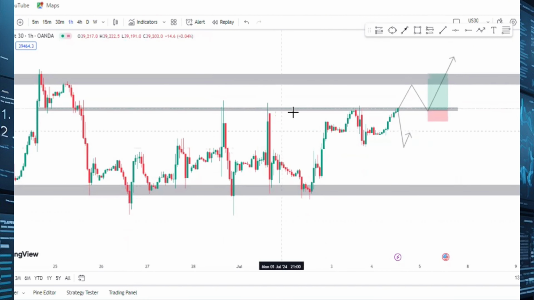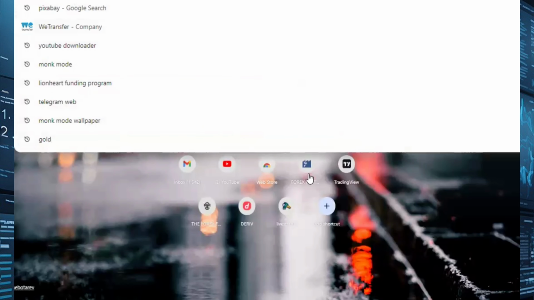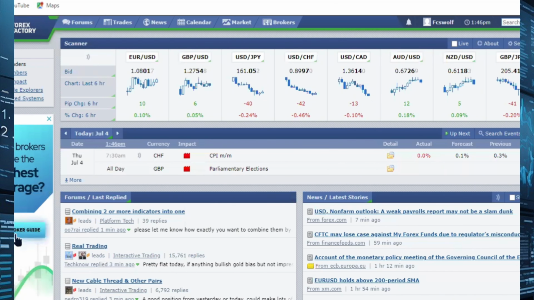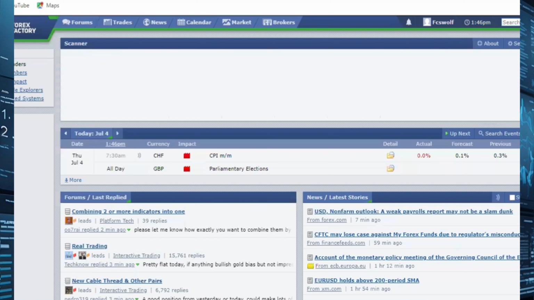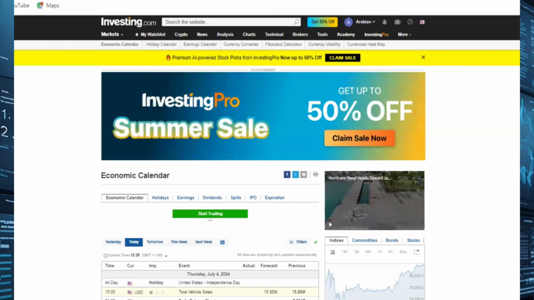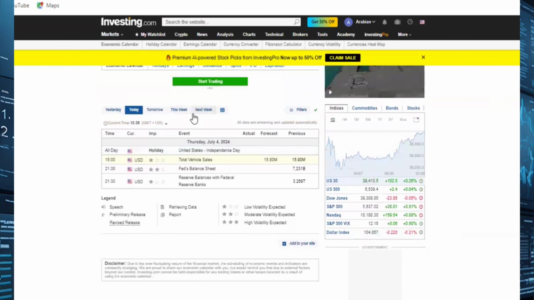So now, guys, after doing all this analysis, what do I do? I will have to check the Forex Factory to see if there's any news. All right, I would like to check the Forex Factory to see if there's any news today. Let me refresh here. Let me check forex.com, just like this, if there's any news this week.